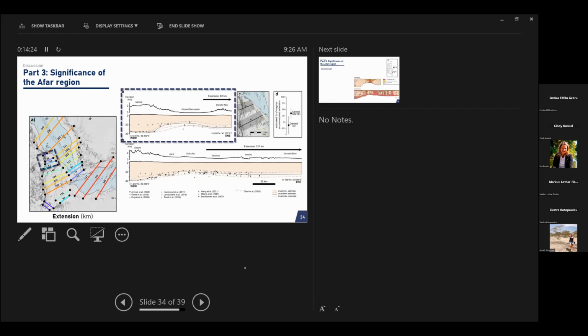And if you compare this with the Danakil Depression here, which experienced something like 60 kilometers, there we have a Moho depth of 16, 14 kilometers. So it's much thinner in the Danakil Depression, while it experienced much less extension. And at the start of my PhD, I was like, I don't understand it. That's not logical. Why is there no oceanic crust? Why is it so thick?